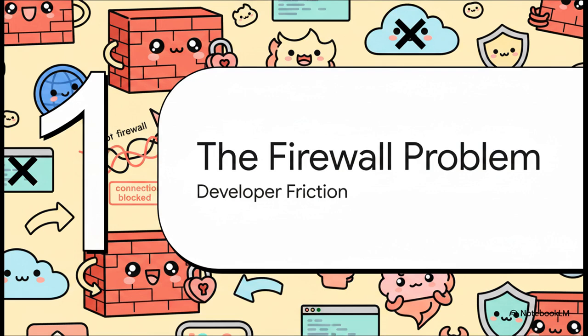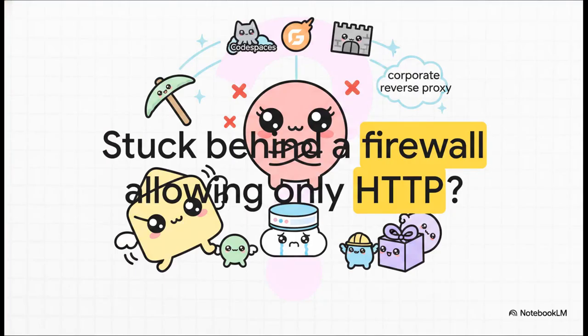We all know that developer friction. So, have you ever been stuck behind a firewall that literally only allows plain HTTP traffic? You know the exact scenario. You're working in a Cloud Shell environment, maybe GitHub Codespaces, Gitpod, or maybe you're just trapped behind some draconian corporate reverse proxy. Now, these environments happily serve up standard web pages all day long, but they strictly block direct TCP connections. They might even actively strip or mangle your WebSocket upgrade headers, which leaves you completely locked out of standard tunneling tools. Honestly, it's incredibly frustrating.